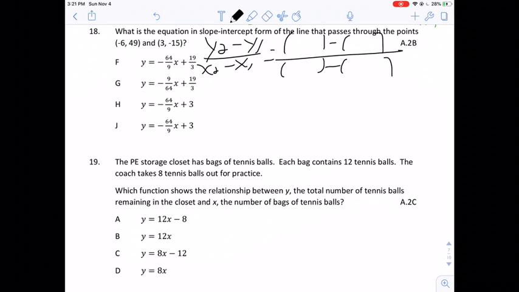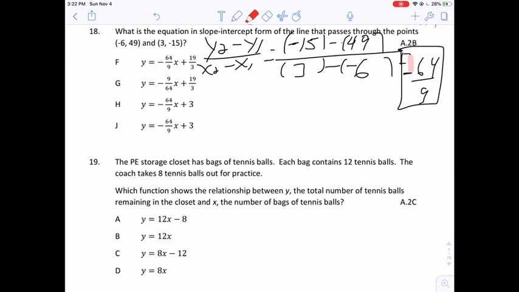y2 is negative 15, y1 is 49. x2 is going to be 3, and x1 is negative 6. When I put that into the calculator, my slope is going to be negative 64 over 9.